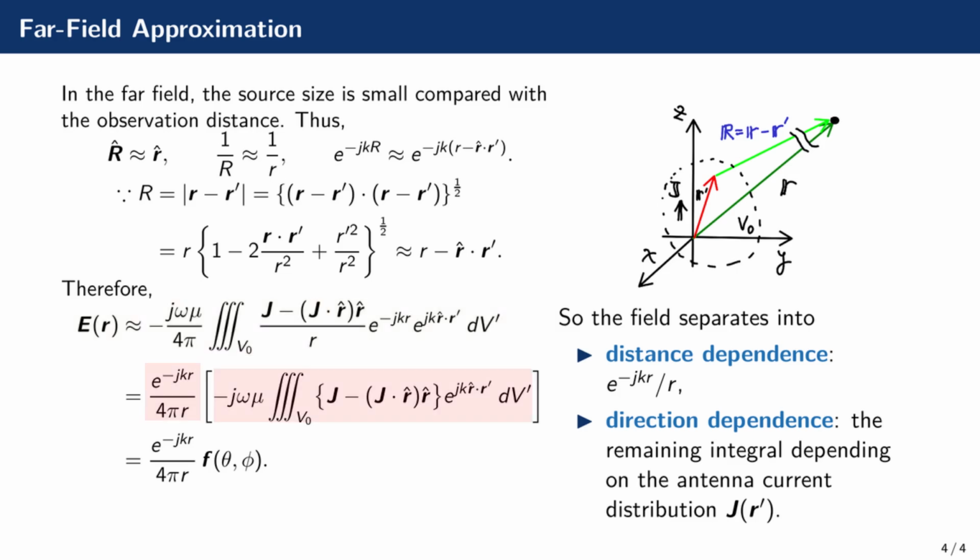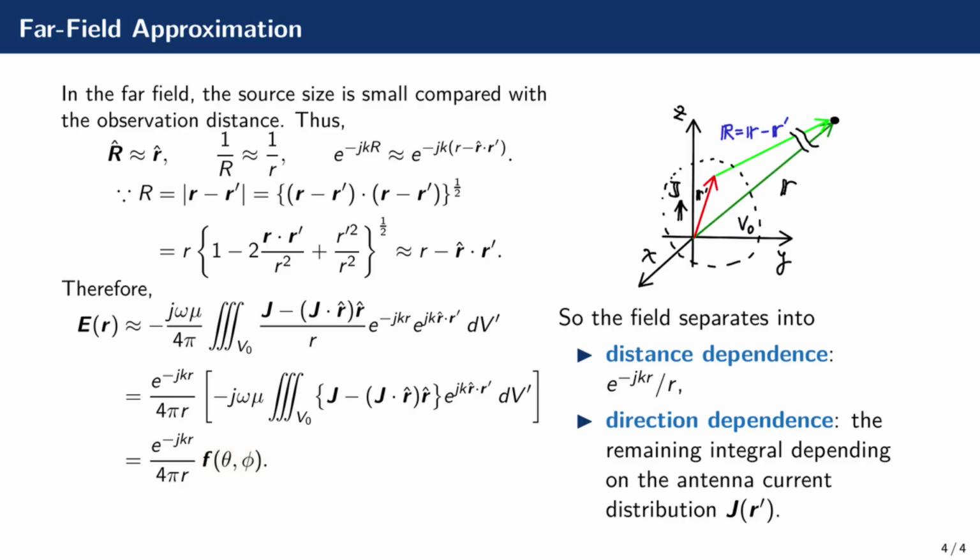The important point is that this expression separates into two parts. The factor exponential of minus jkr divided by r contains the dependence on distance. The remaining integral depends only on direction through theta and phi, and on the current distribution inside the antenna. Therefore, we may write the radiation field in the compact form E of r is approximately exponential of minus jkr divided by 4 pi r times a vector function f of theta and phi. This function f of theta and phi represents the directional dependence of the radiation pattern.